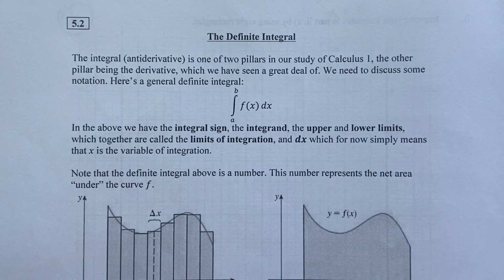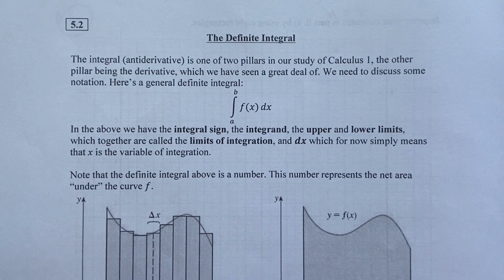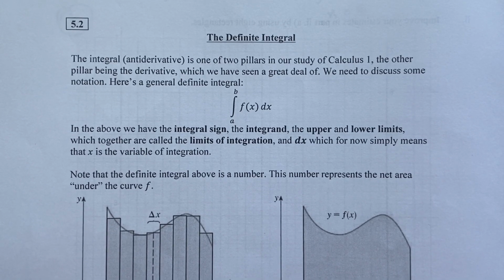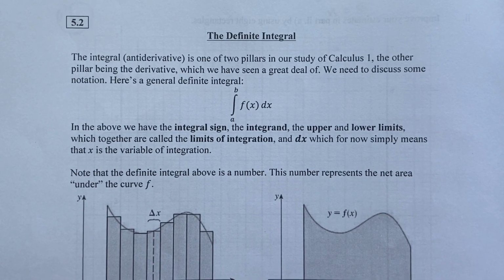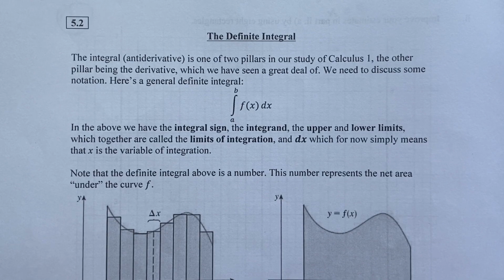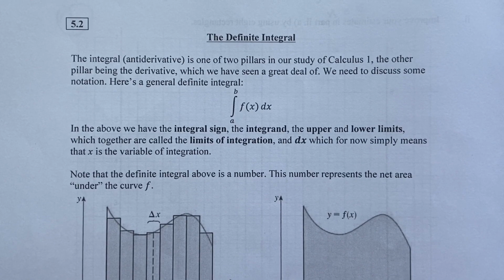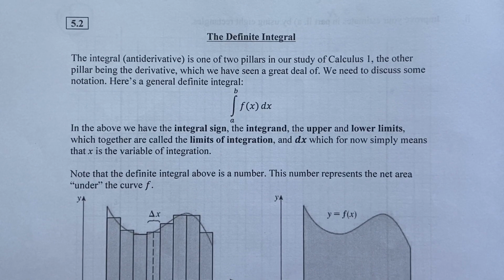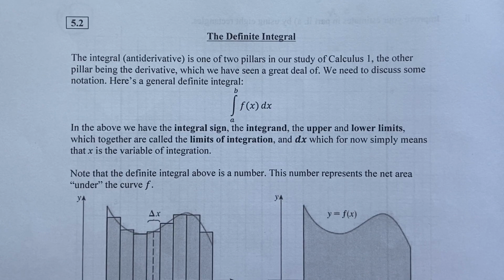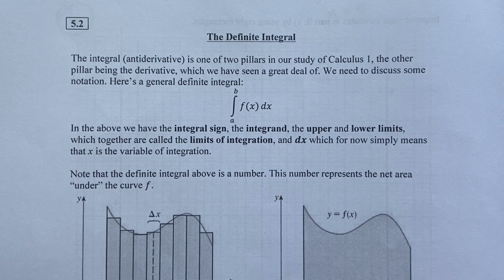Okay, on to 5.2. This is where the magic happens, where we're going to be able to find these values exactly. There's not going to be any more approximating. We're going to use the mechanics of a limit to take our approximations to an exact place.